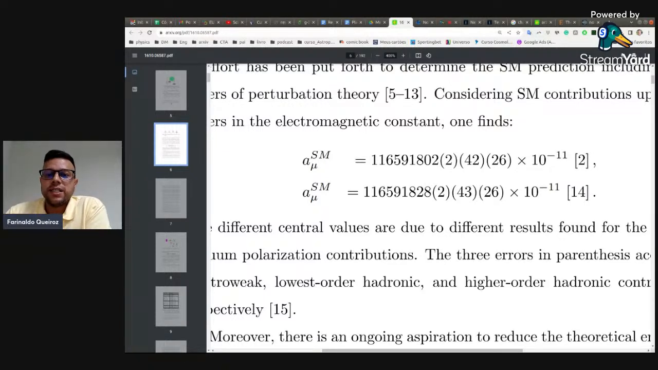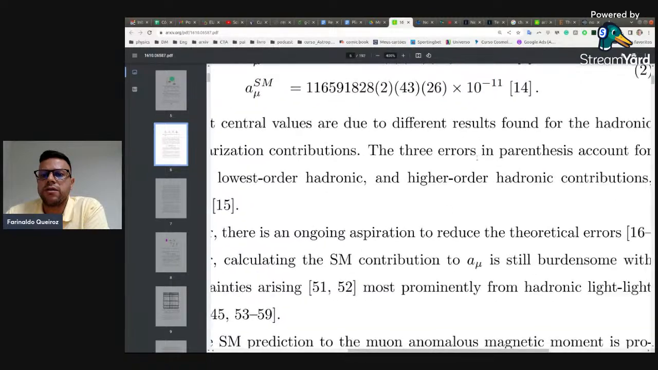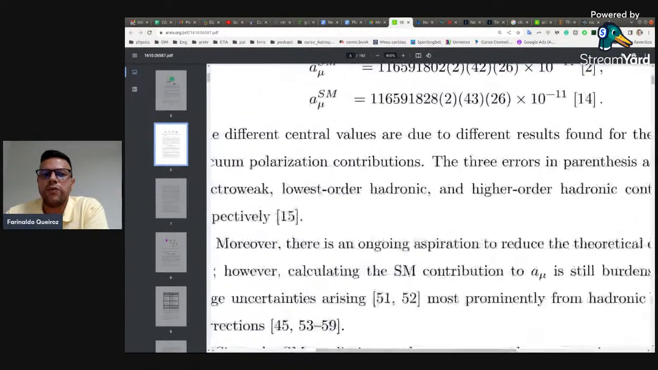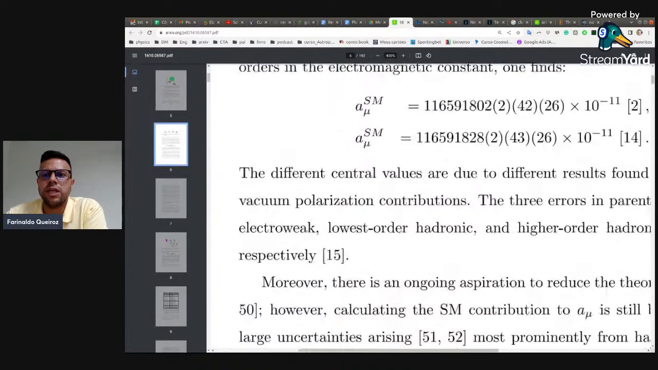And what I'm saying is, why are these numbers in parentheses? Because they have different origins. One has to do, for instance, here it is. Theory errors in parentheses account for electroweak. So see the error of electroweak.